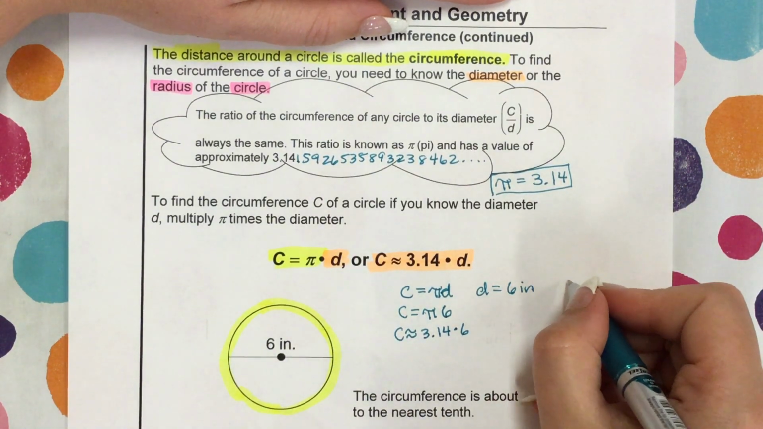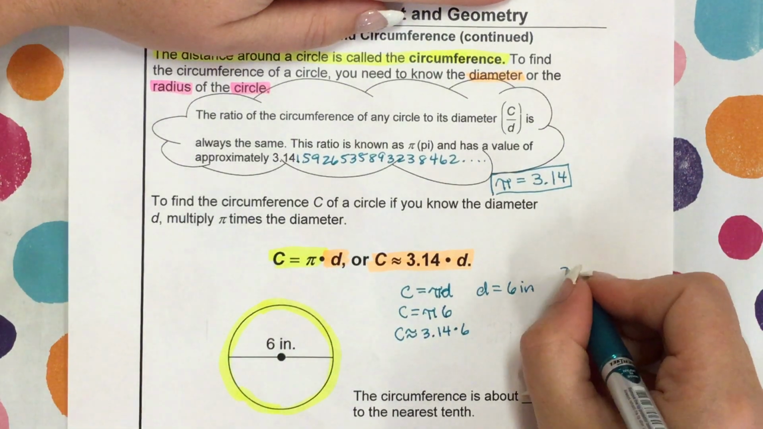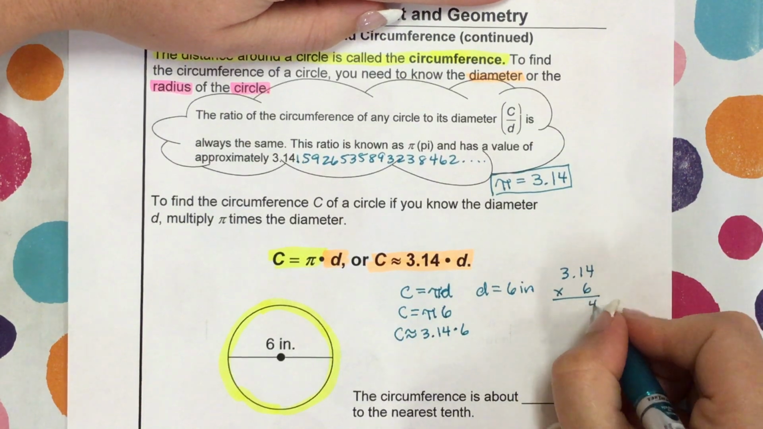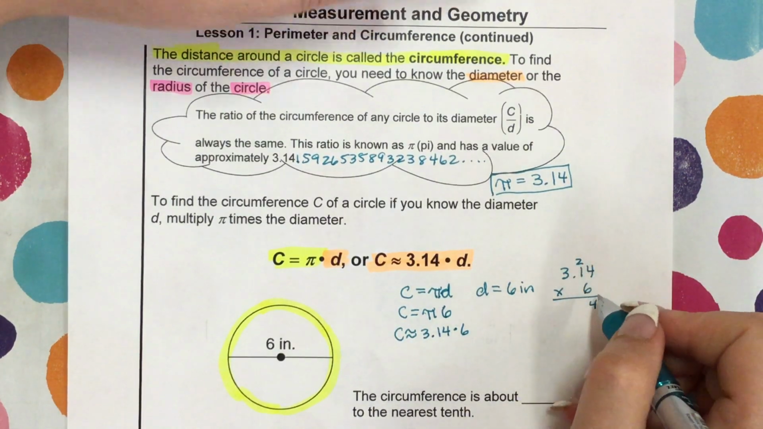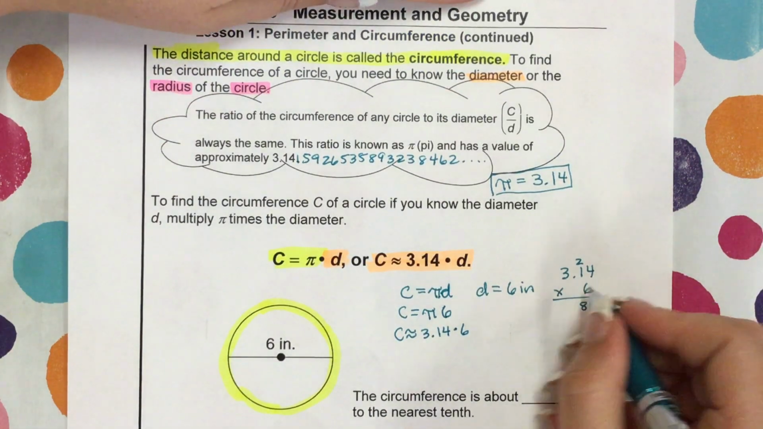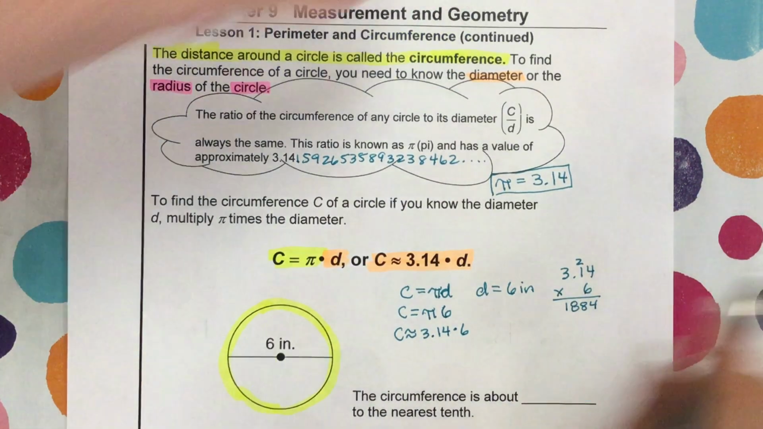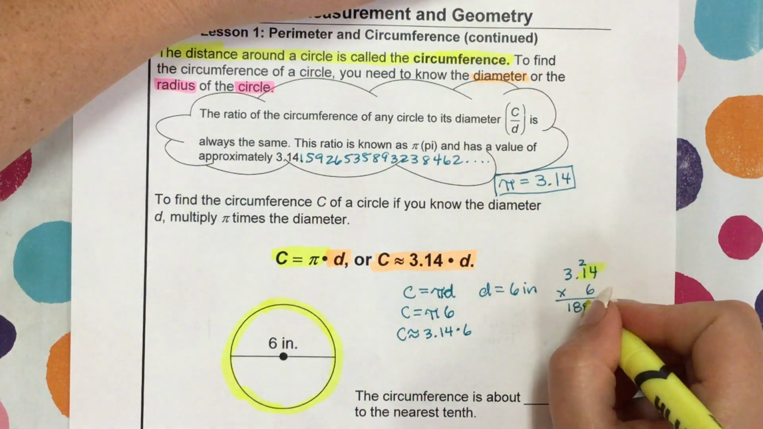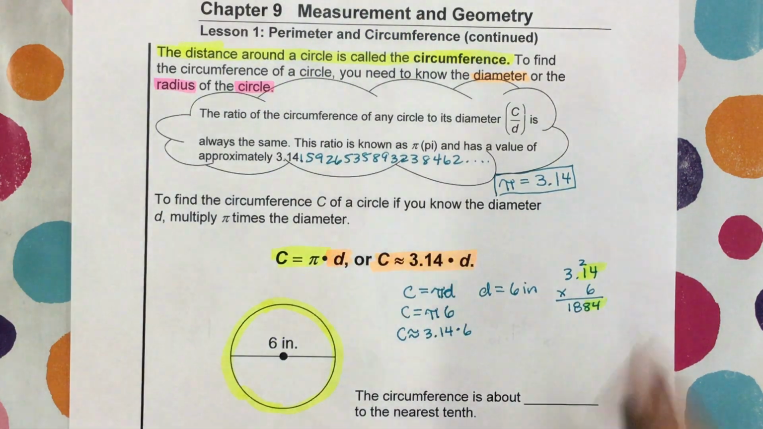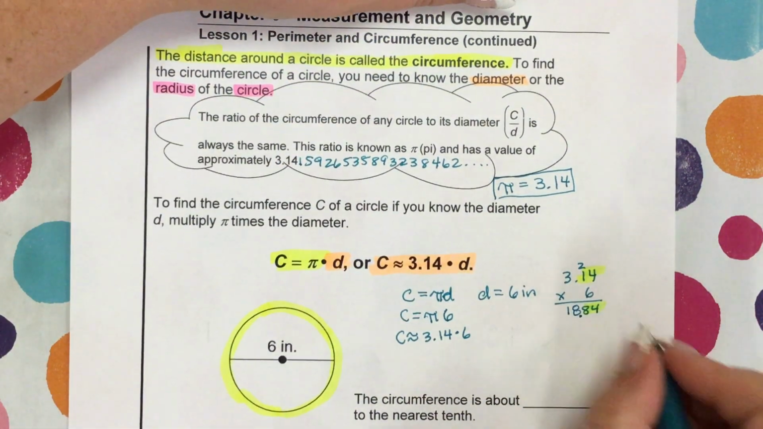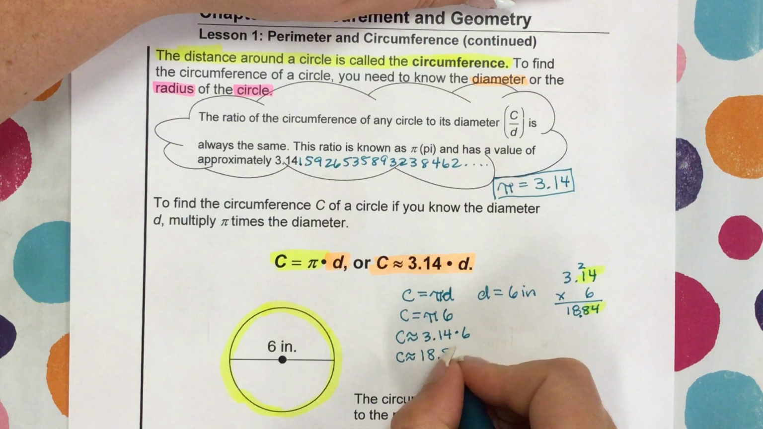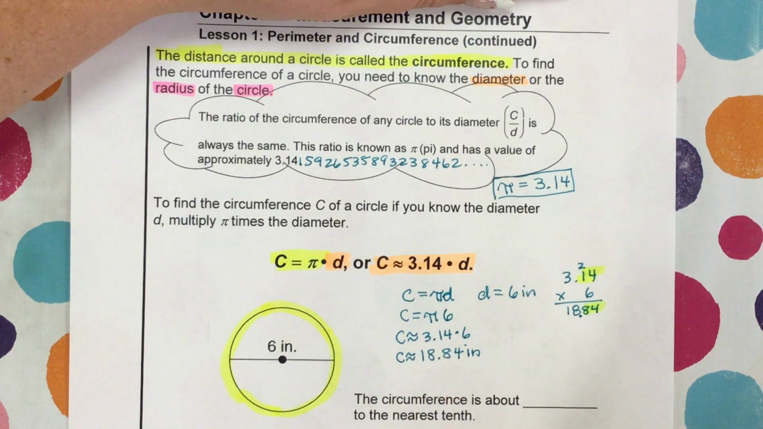I need to go ahead and do that math. I'm going to do it right over here. 3.14 times 6. 6 times 4 is 24. I'm going to write the 4, carry the 2. 6 times 1 is 6, plus 2 is 8. 6 times 3 is 18. Since I'm multiplying decimals, I need to look at the decimal places, and there are 2 decimal places here, which means there needs to be 2 decimal places in my answer. So the circumference is approximately 18.84 inches.